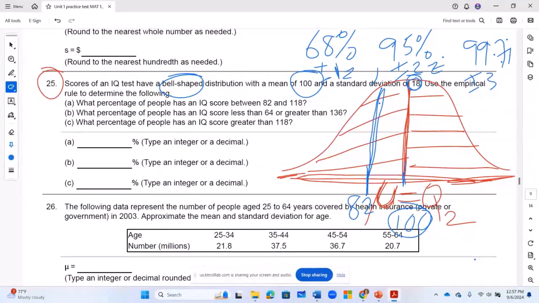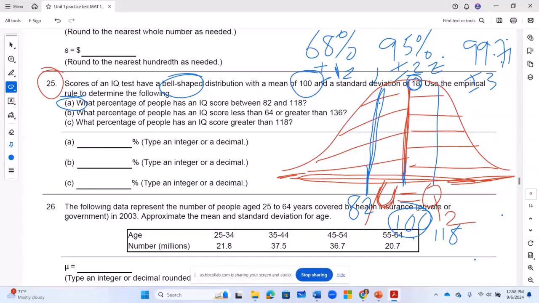What if somebody has one standard deviation above the mean? That will be 100 plus 18, which is 118. So one standard deviation above the mean is 118. Let's answer question A.